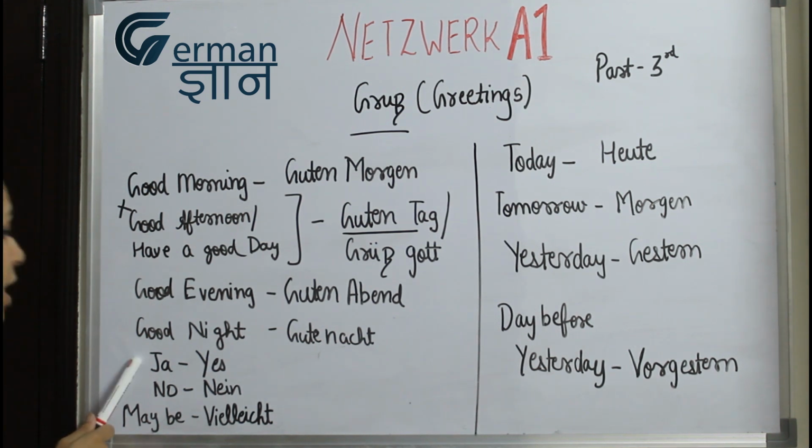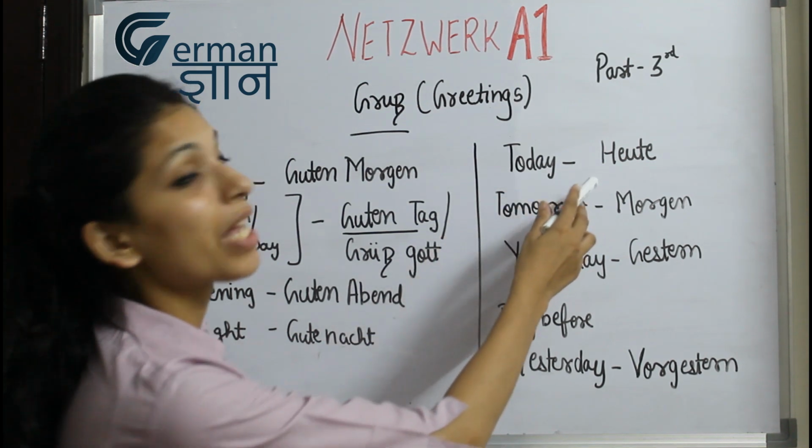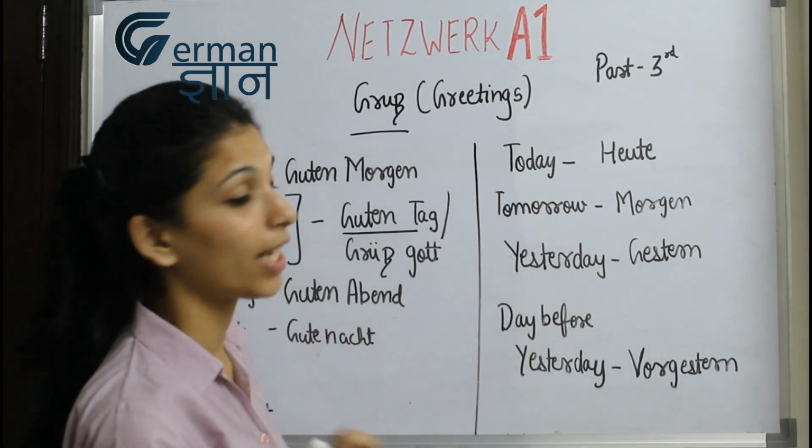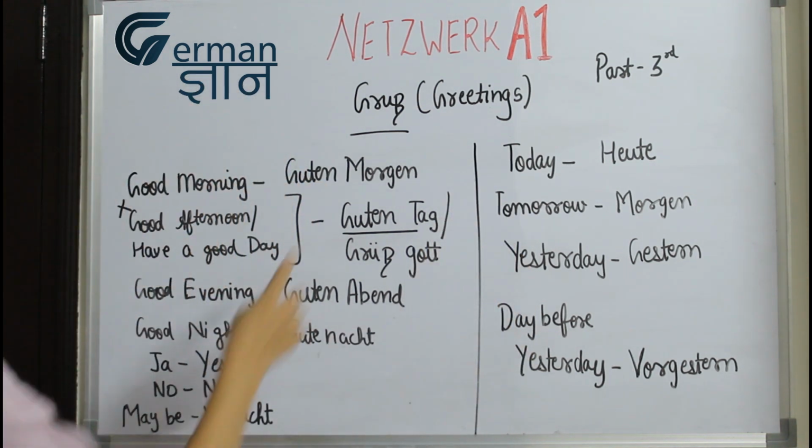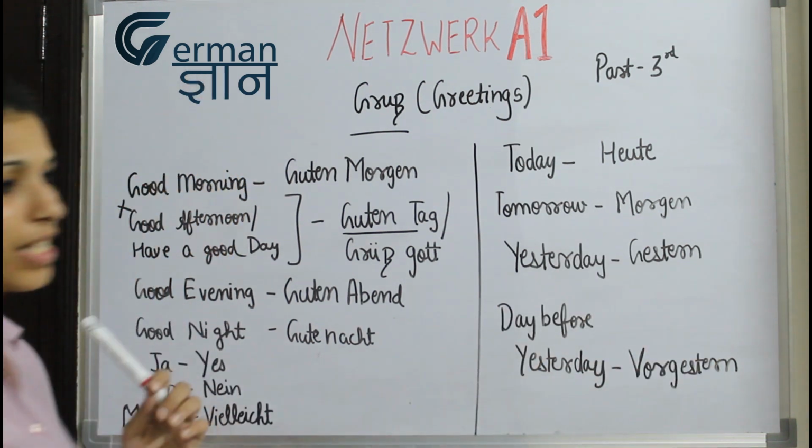Next, ja is yes. No is nein. Maybe is vielleicht, where V sounds as F, so it is vielleicht. Today is heute. Tomorrow is morgen. Now you will be asking that this morgen and the earlier morgen are the same.